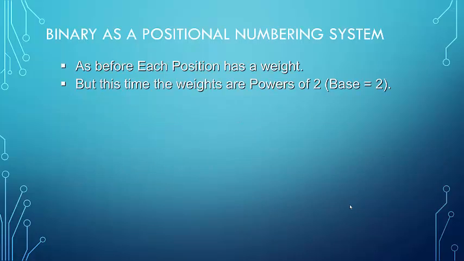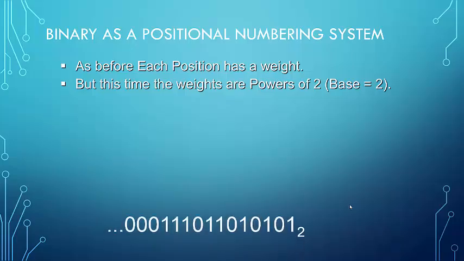As before, each digit position has a weight, but this time, instead of our weights being powers of 10, like they were in the last example, our weights will be powers of 2 because we have a base 2 system. Let's look at this number. First, notice that we have 3 dots out in front, leading zeros, and for that matter, these 3 zeros will not affect our number in any way.